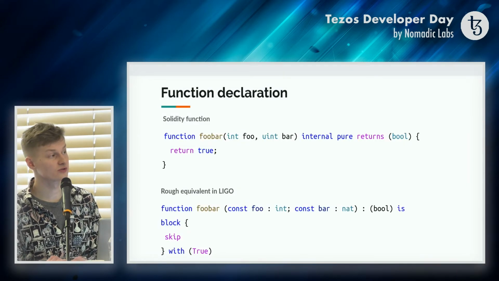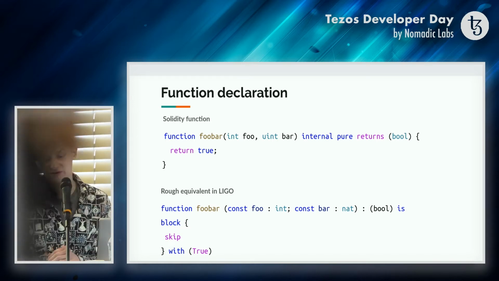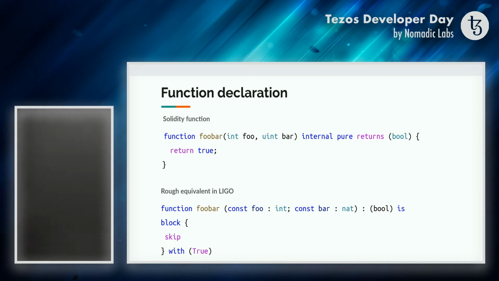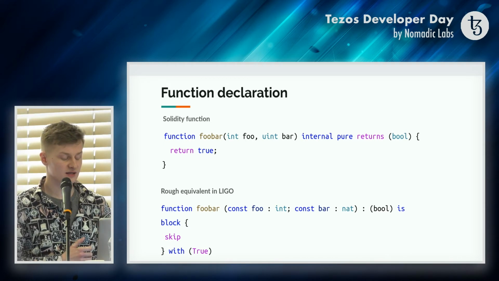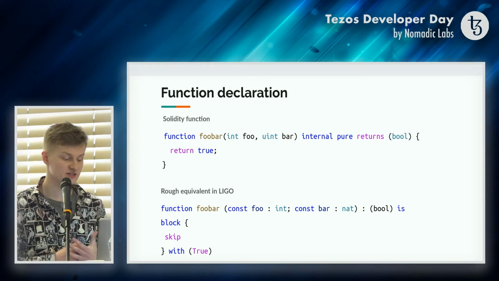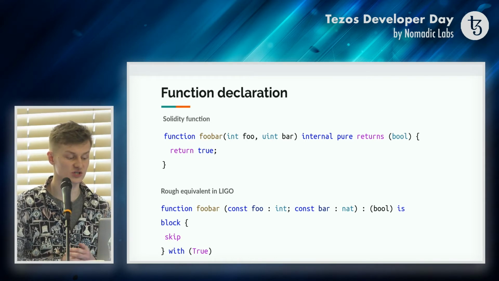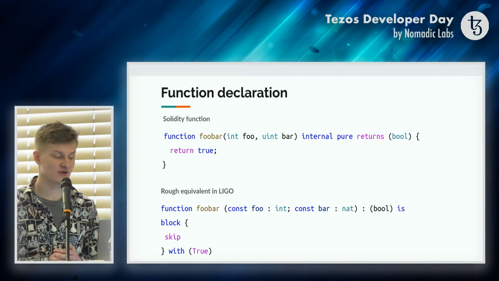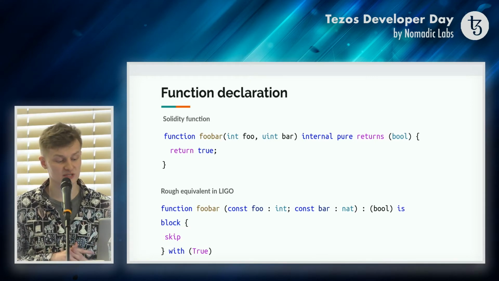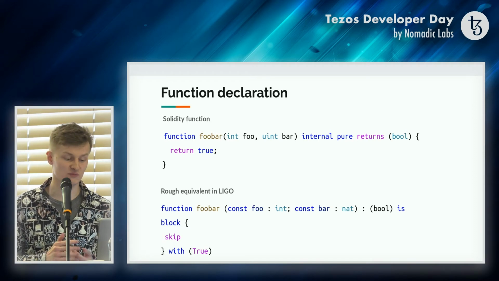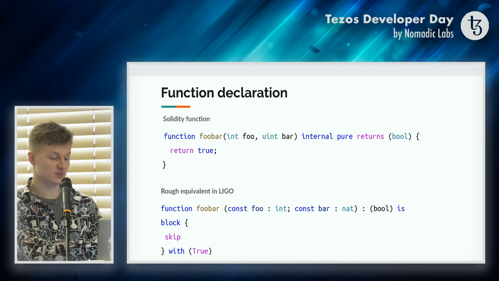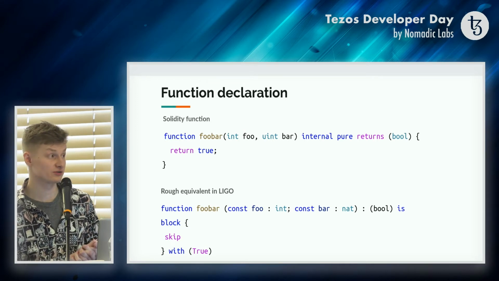So I want to show you the function declaration and compare it. All right, so on the top we have a Solidity function, as you see, and on the bottom a LIGO function. And as you see, function is the same keyword here. The name is also following the word function. In Solidity, we have types preceding the name of the argument and comma between arguments, and we have modifiers following them, and then we show what we return. And the one statement inside that, you can see we return true.